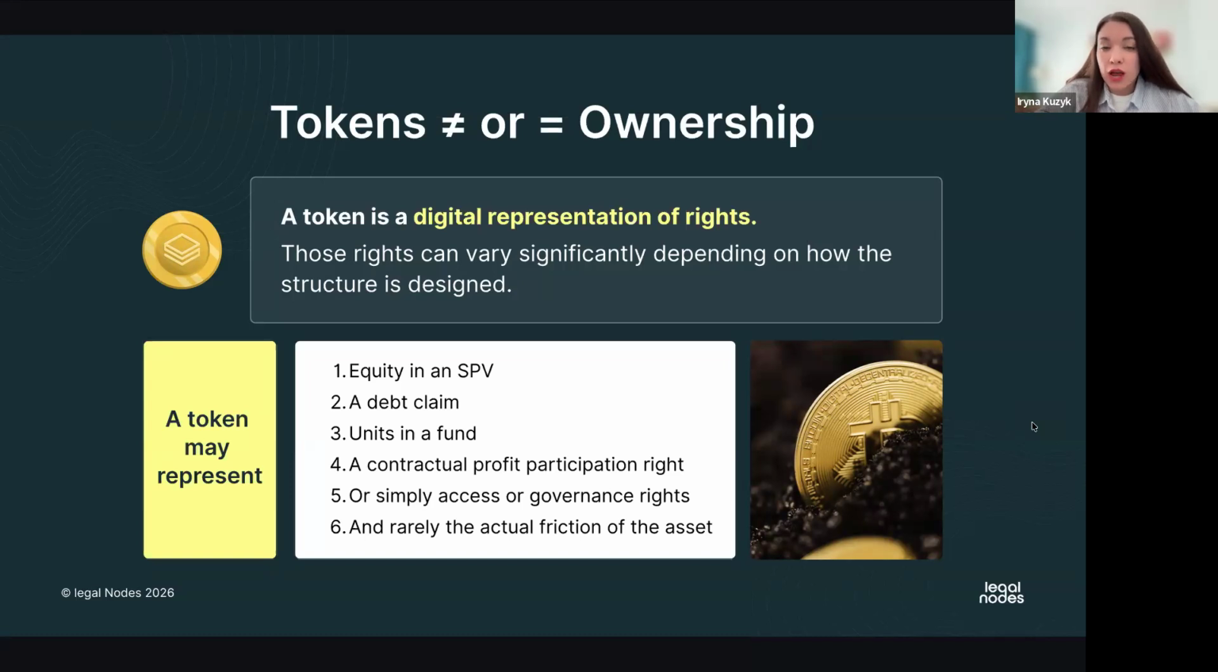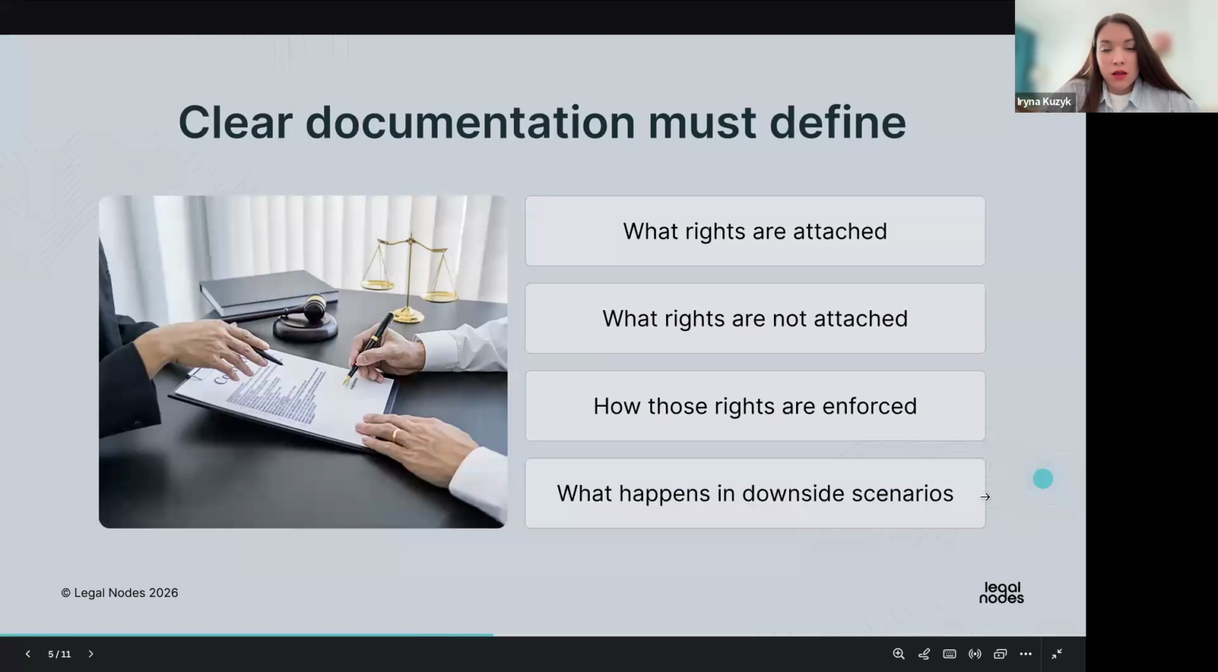In RWA tokenization, the real question is not, is the asset tokenized? The real question is, what legal rights does this token represent and how are they enforced? That is where structuring becomes critical. And when it comes to the documentation you offer to your investors, the clear documentation must define what rights are attached, what rights are not attached, how those rights are enforced, and what happens in downside scenarios, which could mean insolvency of the issuer SPV, for example. Your investors must have transparent information, transparent documents outlining all those aspects of your RWA token.